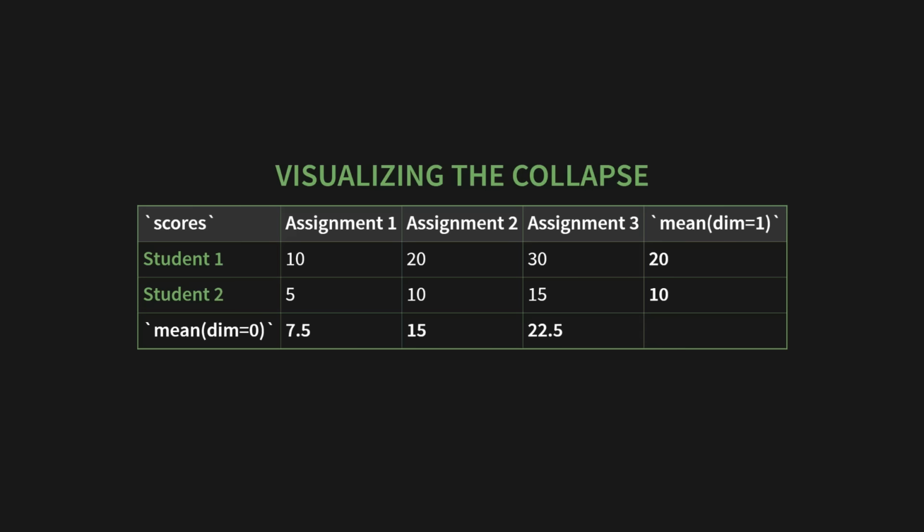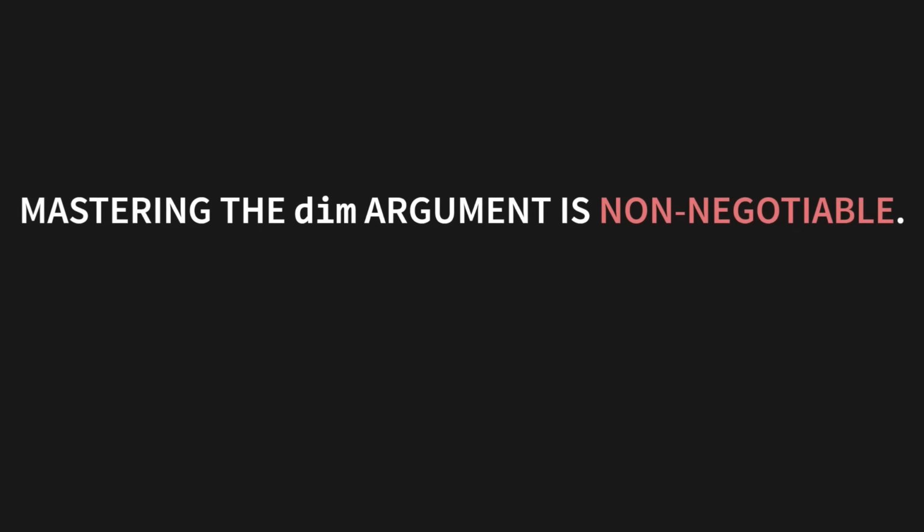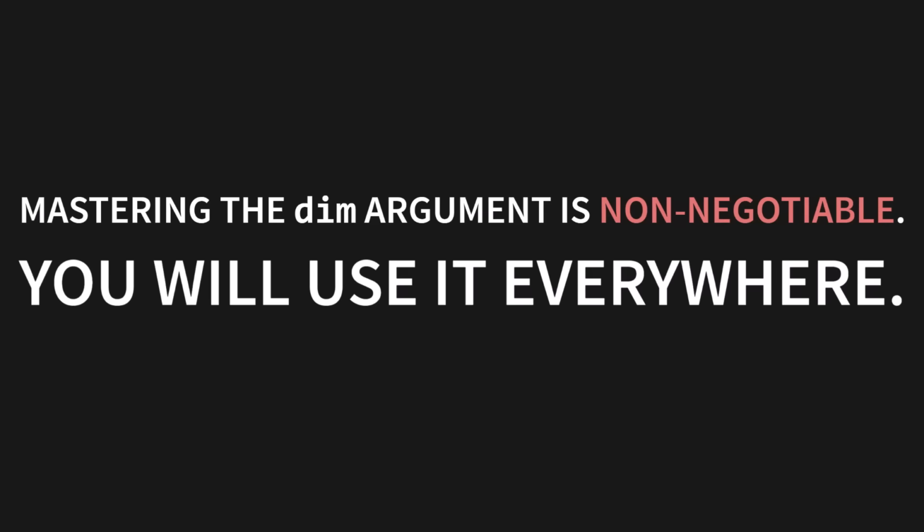Now let's try the other way. When we calculate mean with dim equals 0, we are collapsing vertically. For assignment 1, we take 10 plus 5, and the average is 7.5. For assignment 2, 20 plus 10, average is 15. For assignment 3, 30 plus 15, average is 22.5. It's so powerful once you see it. Mastering the dim argument is non-negotiable. You will use it absolutely everywhere.